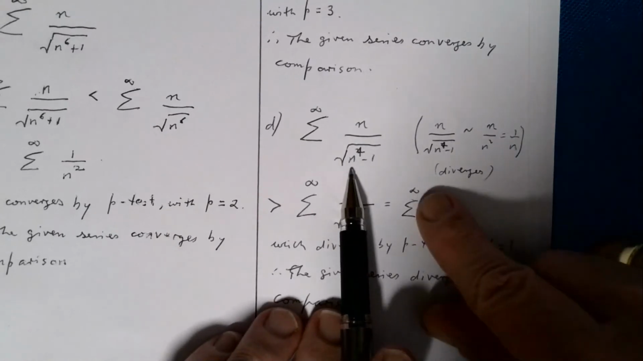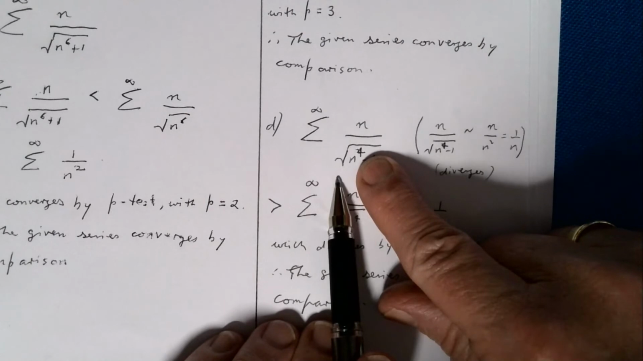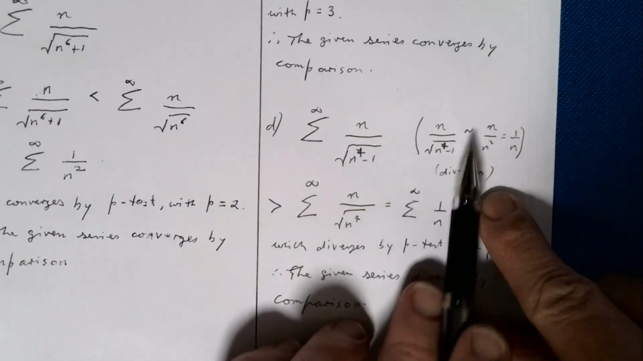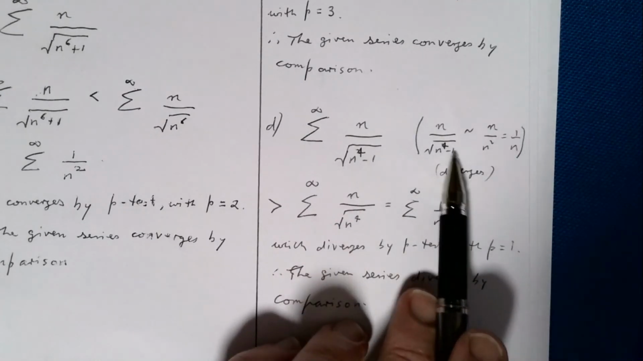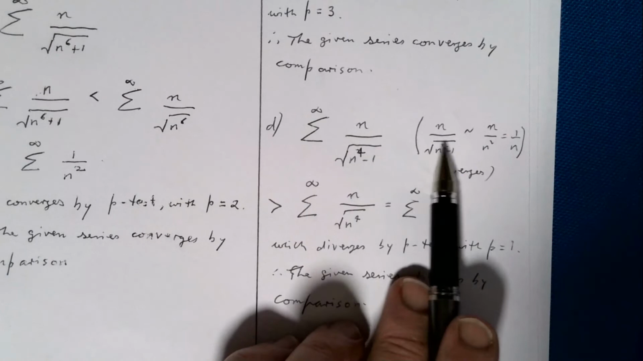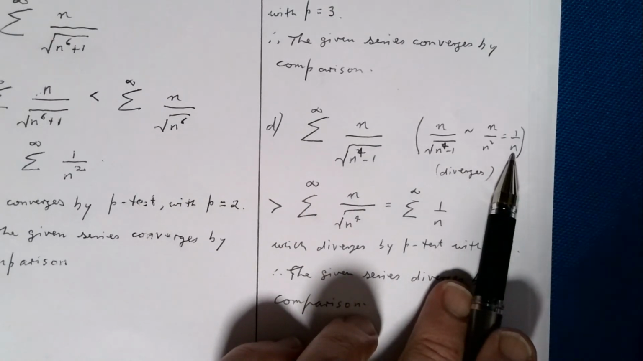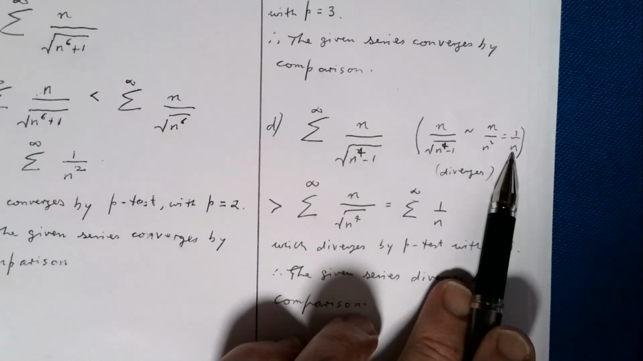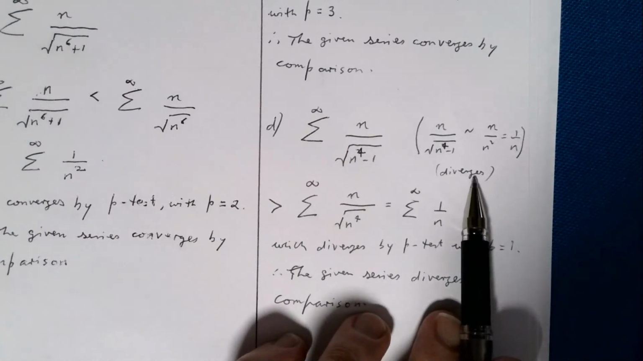Now again, this time let's get rid of the 1 for the minute. So n on the square root of n to the 4th minus 1 is roughly the same as, doesn't mean equal to, but roughly the same as, with the minus 1 gone, square root of n to the 4th is n squared, and this is 1 on n. And so by the p series, sigma 1 on n is our harmonic series, which we know diverges. So this time we want to get the inequality the other way.